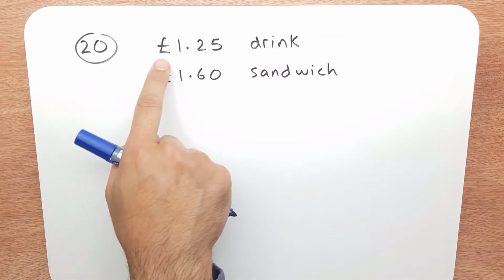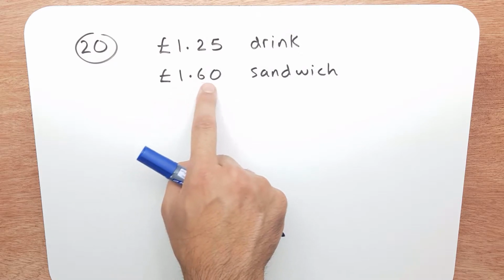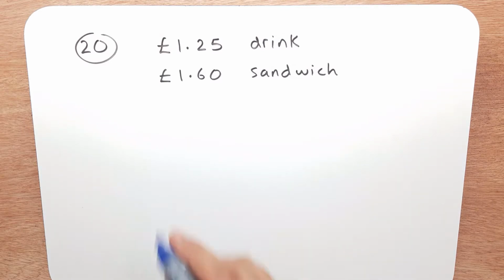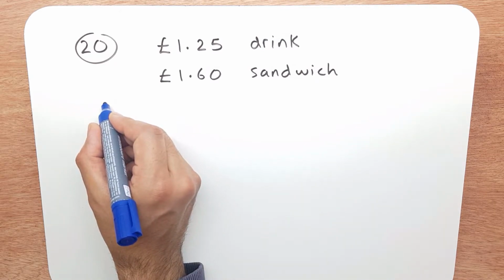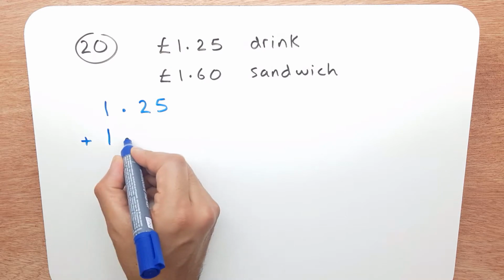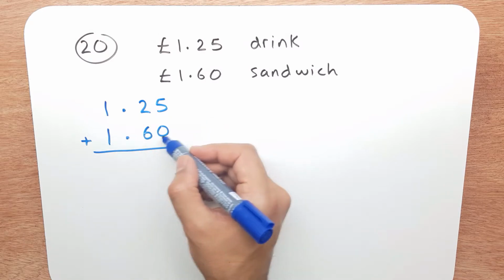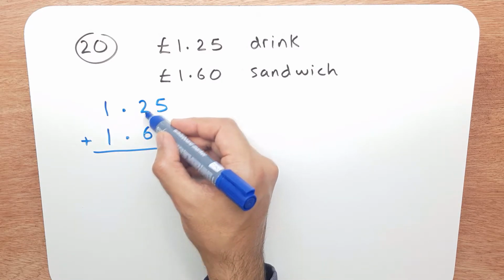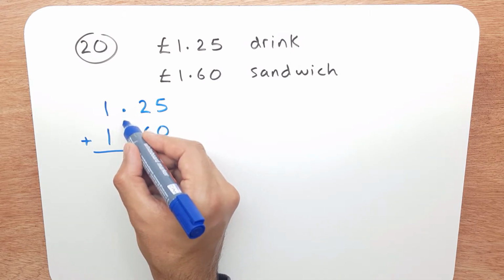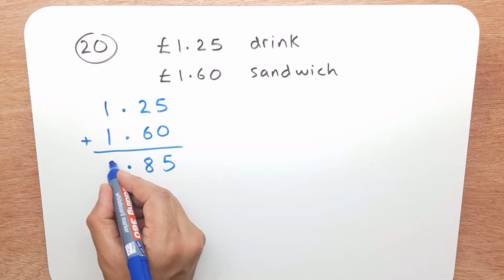In question 20, we're told Lara spends £1.25 on a drink and £1.60 on a sandwich. So in total, she has spent £1.25 plus £1.60. So 5 add 0 is 5. 2 add 6 is 8. And we have to be careful with the decimal point. We'll bring it down and line it up. And 1 add 1 is 2.